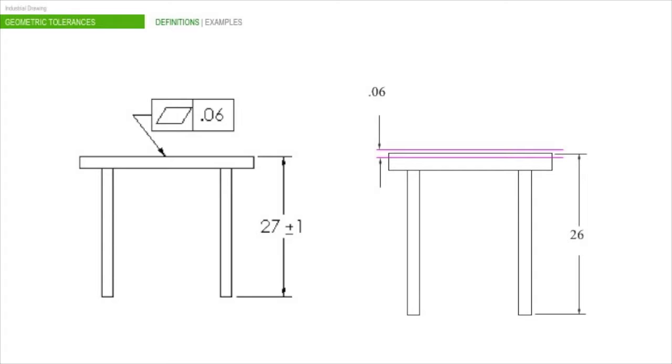You can solve that by using GD&T. The table may be any height between 26 and 28 units. The table top must be flat within 1/16 units.